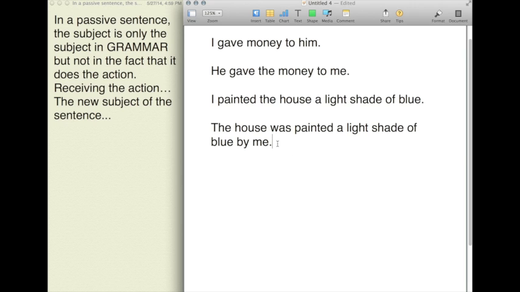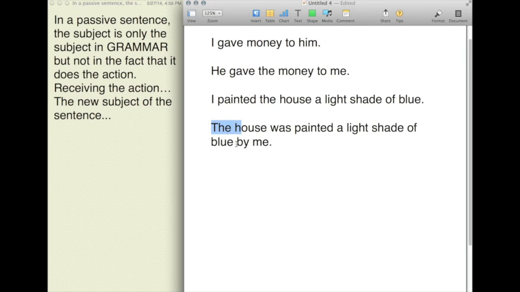Now let's look at these two sentences and see which one we like better. The house was painted a light shade of blue, or I painted the house a light shade of blue. Most people would say that this sentence sounds better, and I would agree. However, sometimes we prefer to say the passive sentence type when we want to focus on the house and we don't care about who did it. The house was painted a light shade of blue by me.